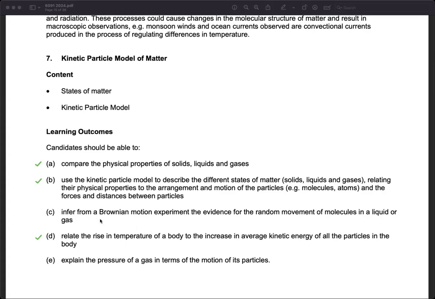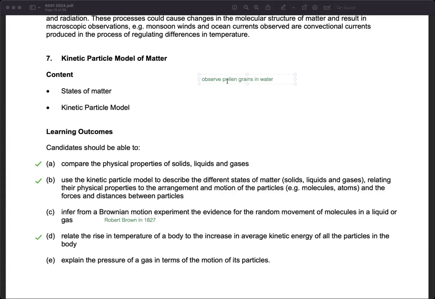Now, we are going to talk about how we prove that there is random motion of molecules in a liquid or a gas. Basically, Brownian motion. Brownian comes from the guy called Robert Brown. Robert Brown in 1827 observed something. He used a microscope and observed pollen grains in water.